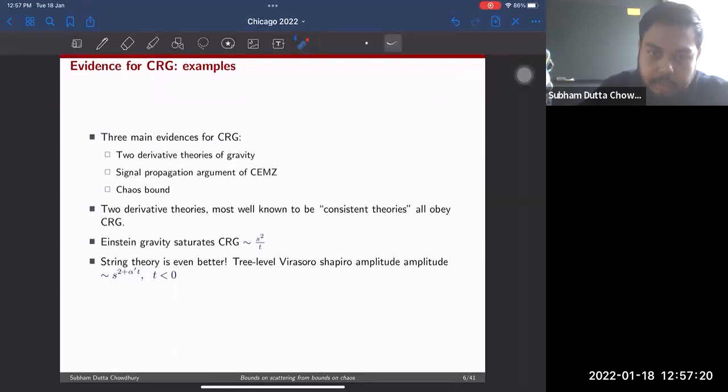For example, if you look at tree-level scattering in Einstein gravity, you will find that the graviton exchange diagram grows like s squared over t, with some polarization vectors hanging around, which I have ignored. It saturates CRG. And tree-level string theory is even better. It's strictly less than s squared, because the tree-level Virasoro-Shapiro amplitude grows like s to the power 2 plus alpha prime t, where t is less than 0 for physical scattering.